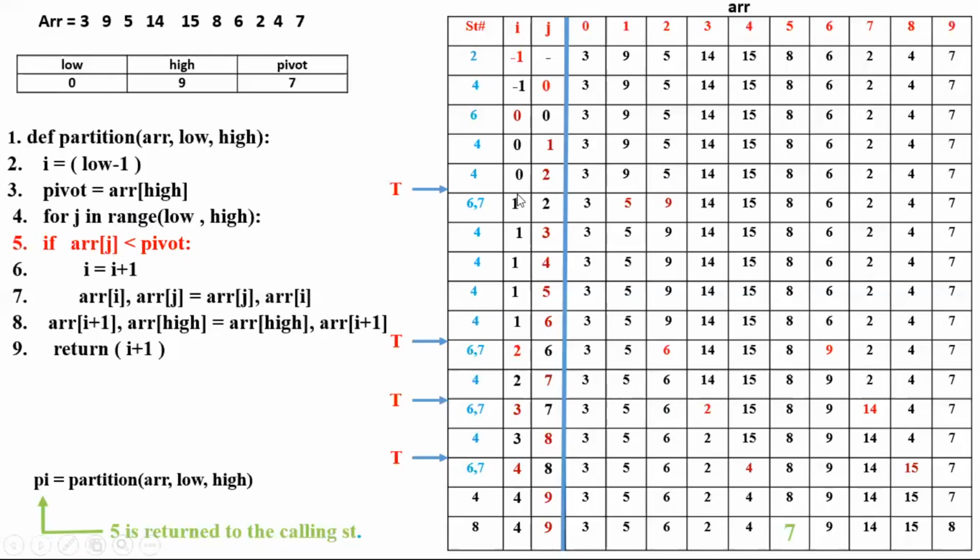5 is less than 7, so we increment i, i becomes 1, statement 6, and we swap array sub 1 with array sub 2. These are i and j. So we swap 9 and 5. On statement 4, next j becomes 3.